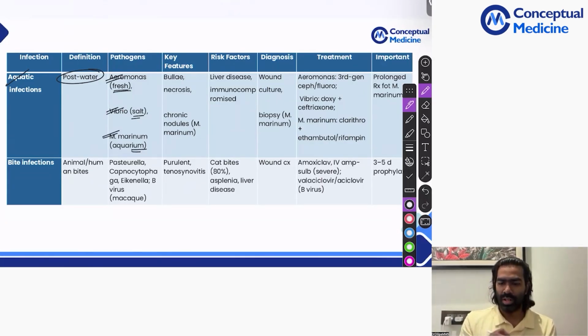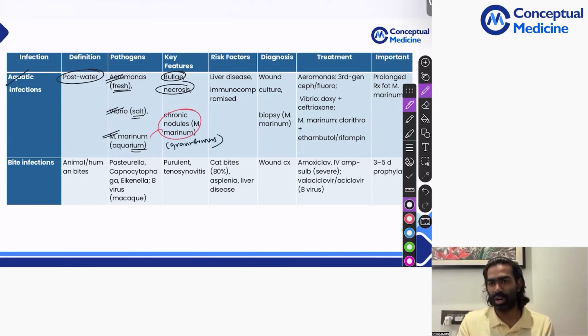We all know that. Most of the species, apart from Mycobacterium marinum, are going to produce local bullous necrotic infections of the skin. Both Aeromonas and Vibrio produce necrotizing infections, where there's going to be bullae and local necrosis. But Mycobacterium marinum alone is going to produce chronic nodular lesions in the skin. That's why we call it fish tank granuloma, because these are nothing but granulomas caused by Mycobacterium marinum. Because it's a mycobacterial species, you can expect granuloma formation.